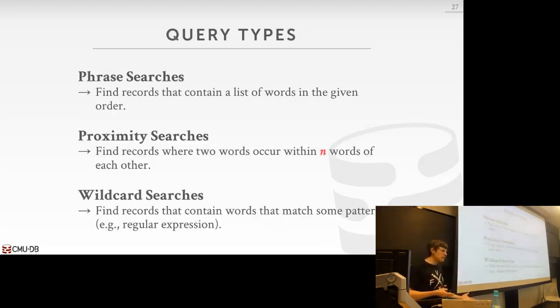The kinds of queries you can do on a full text or inverted index that you can't do on a B+ tree are, first, phrase searches: find all the records that contain the word Pavlo. I can do proximity searches: find me all the records where the word Pavlo is within five words or three words of criminal or alcoholic or something like that, because I'm maintaining the context information about how that word was being used. Then I can also do wildcard searches, which are more complicated than the LIKE stuff. I can do regular expressions or complex pattern matching to find things I'm looking for.